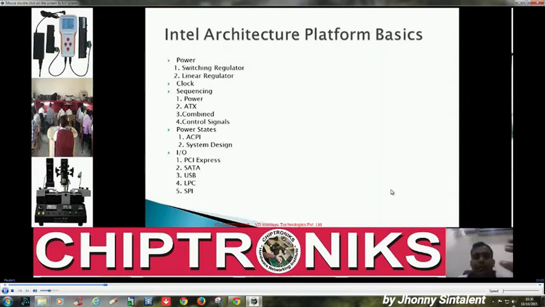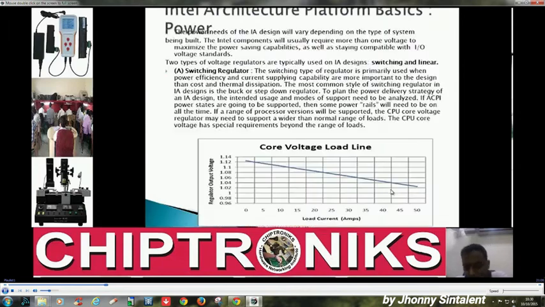Before entering the power sequence, we have some basic concepts of Intel architecture. So we go to the next slide, and we're talking about the power, that is Intel architecture. What are the powering requirements for Intel architecture? As you know, in a notebook motherboard or a desktop motherboard, whatever be the Intel architecture, we call them IA designs. IA designs stands for Intel architecture designs, and that can be anything that Intel has made. It may be the notebook motherboard, desktop motherboard, or mobile phone, anything.